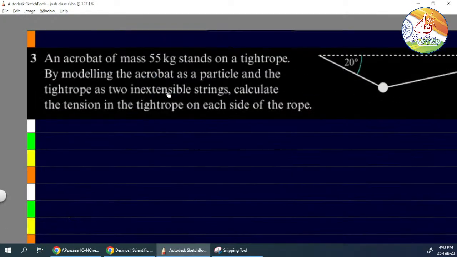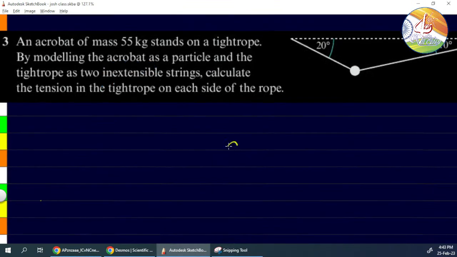Alright, so an acrobat of mass 55 kg is standing on the tightrope. By modeling the acrobat as a particle, and the tightrope as two inextensible strings, calculate the tension in the tightrope on each side of the rope. So if you take the free body diagram, this is the person who is standing. Now we are considering that person as a particle and the weight of the particle will be acting downwards. How much? That is 55 kgs. Kgs gives us the value of mass, but we want here weight, so m into g we need to take.